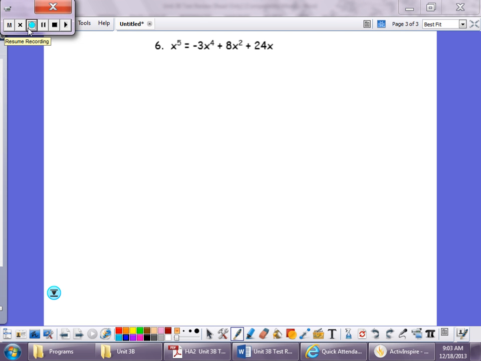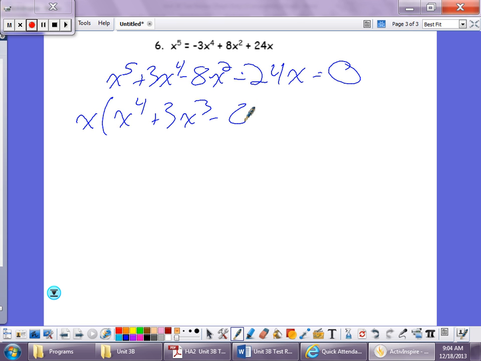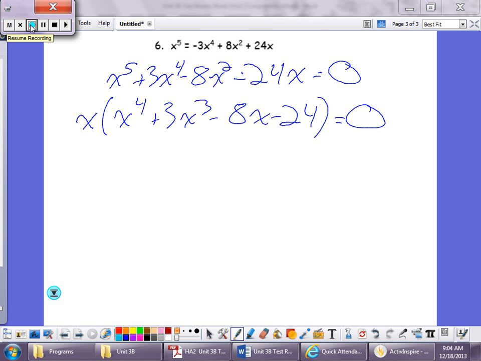So the first thing you're going to want to do is get them all on one side. So x to the 5th plus 3x to the 4th minus 8x squared minus 24x equals 0. So now before I do anything else, what do all 4 of these terms have in common? X. So I can pull out an x, and you get x to the 4th plus 3x to the 3rd minus 8x minus 24. So once we're here, we would factor by grouping.